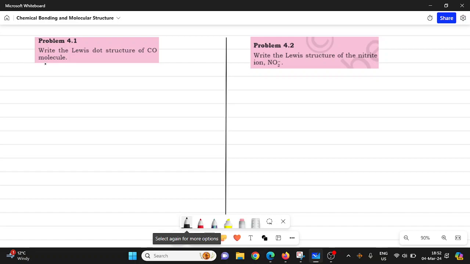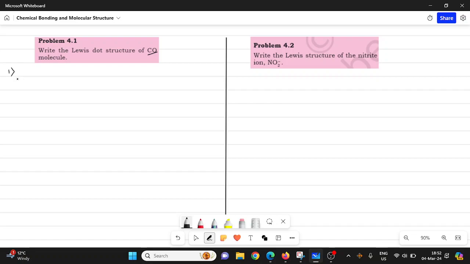So the first problem is: write the Lewis dot structure of carbon monoxide molecule. So CO molecule, that's what we're trying to find out. What is the Lewis dot structure of this particular molecule? There are different steps that we follow to do this, and I will be following the steps. Again, definitely check out the previous video if you want to learn that again or have a better idea about these steps because I go over them in detail.